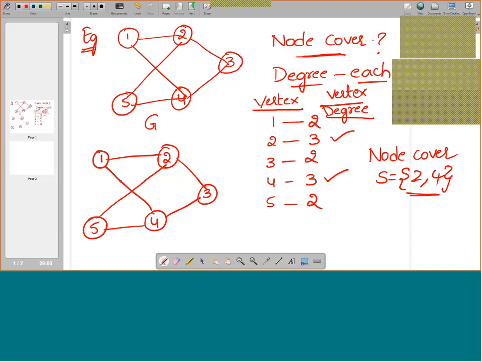Next, for the same graph, another set is also possible. So we will see that one.